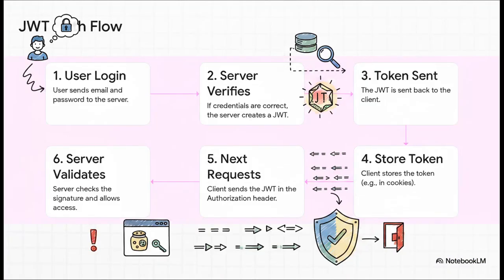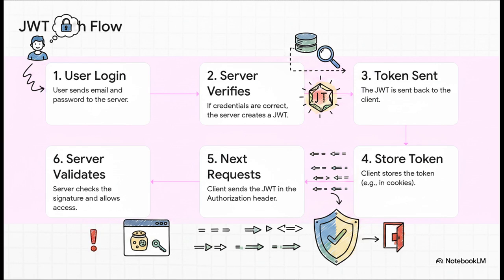Okay, so here's the flow. It all kicks off when a user tries to log in, right? They send their username and password, your server checks them, and if everything looks good, bam, it mints a brand new JWT. That token gets sent right back to the client, who needs to store it somewhere safe.